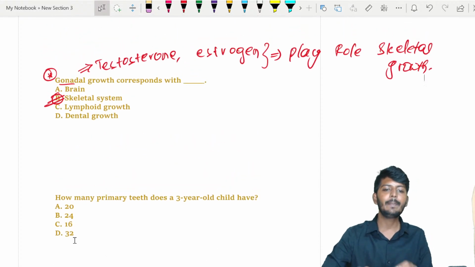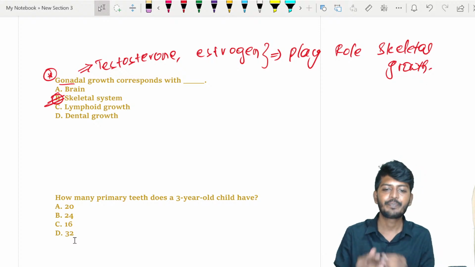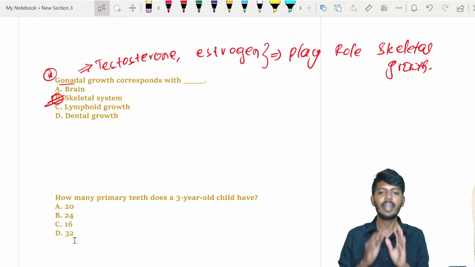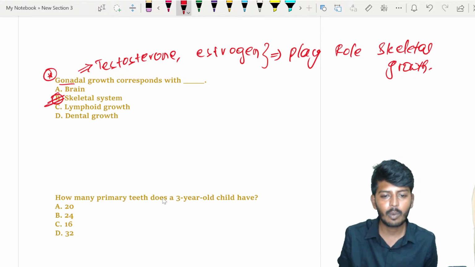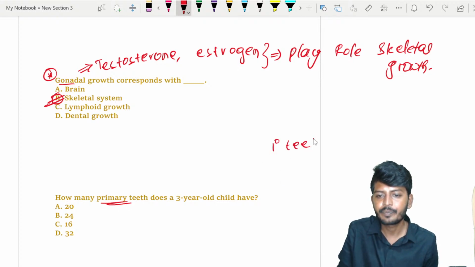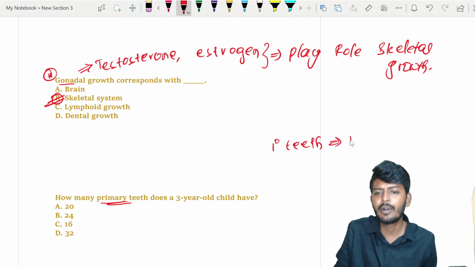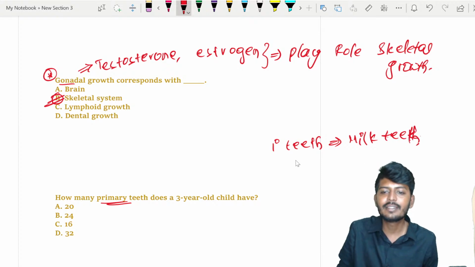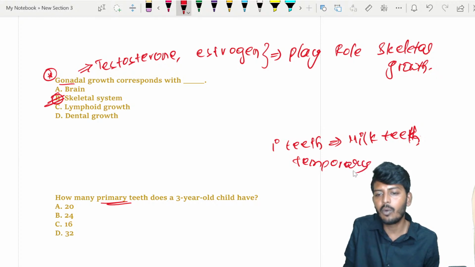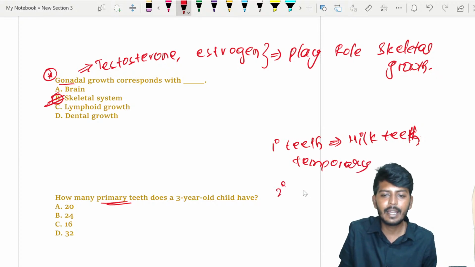Okay, how many primary teeth does a 3-year-old child have? Please listen to me, very simple. What they are asking is primary teeth. Primary teeth are nothing but your milk teeth. Primary teeth are nothing but milk teeth, so these are your temporary teeth. What about the permanent? Secondary teeth are the permanent ones.